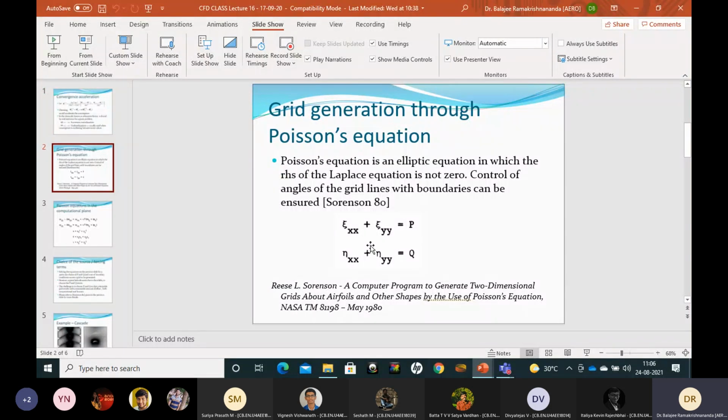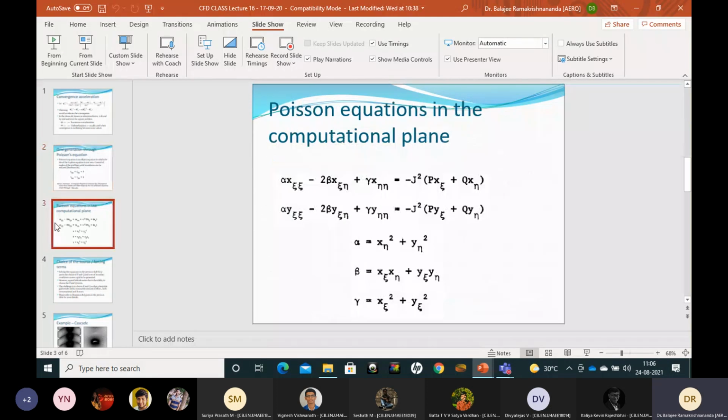Then we looked at Poisson's equation, where the Laplace equations are converted to Poisson by the right hand side being non-zero, P and Q, where P and Q are functions of x and y, or maybe constants. By varying this P and Q, you can get a variety of clustering, grid, and a lot of options can be done. How to do that, people have done already. You can go to this reference, which is Sorensen's reference, and study if you are interested. So in the computational plane, Poisson's equations look like this.